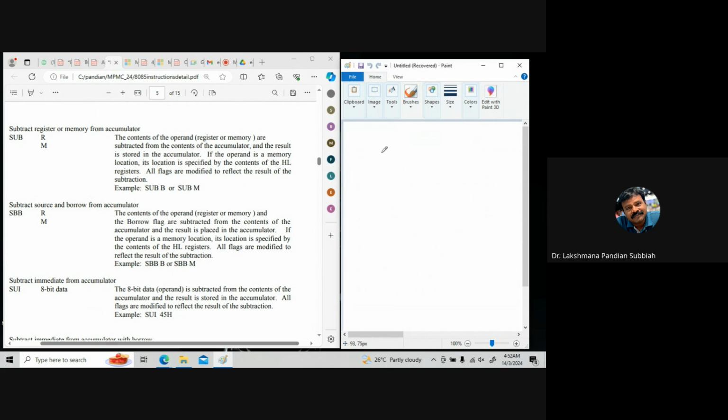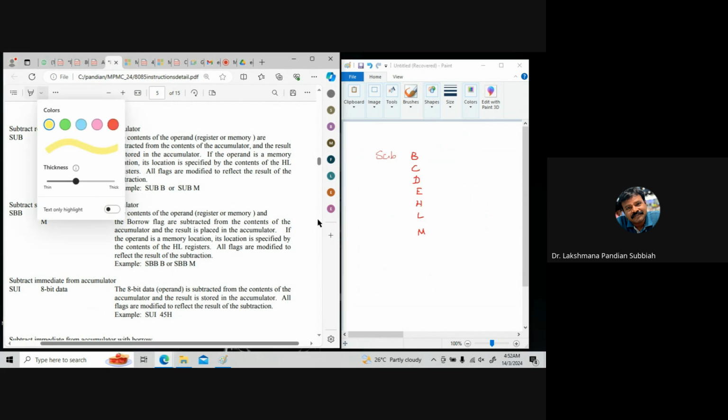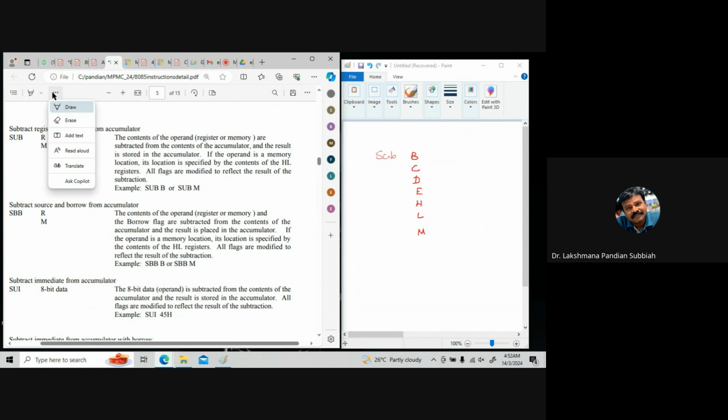Right, so we are having the instruction SUB. SUB is subtract with registers, right? Registers means B register, C register, D register, E, H, L, and also we can have a memory. Now you see this one: the content of the operand is subtracted from the content of the accumulator.